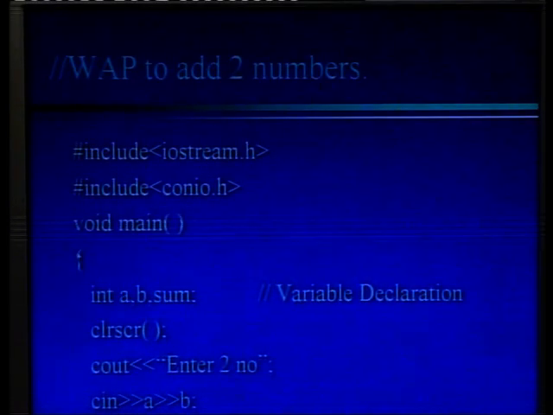Here I have defined a function main, because it is the main function from where the execution of a program starts. Then void is basically a keyword which specifies that this function doesn't return any value to the compiler.